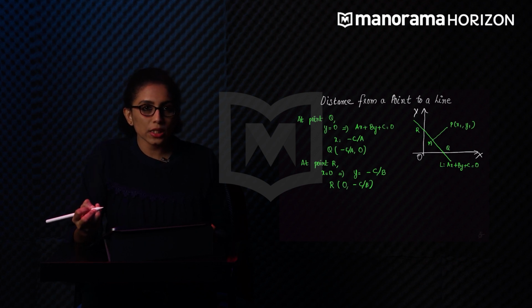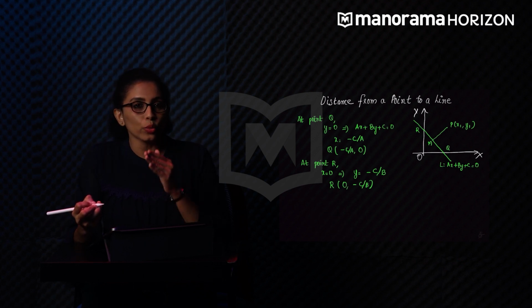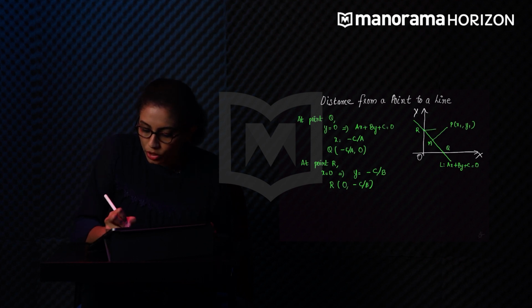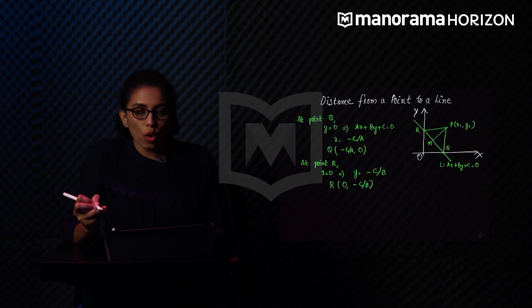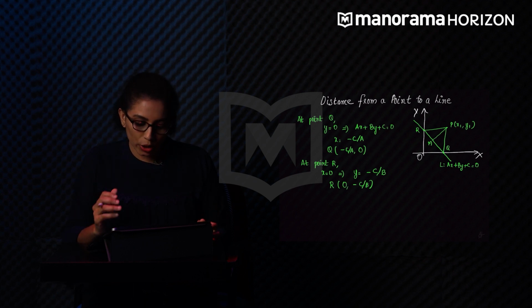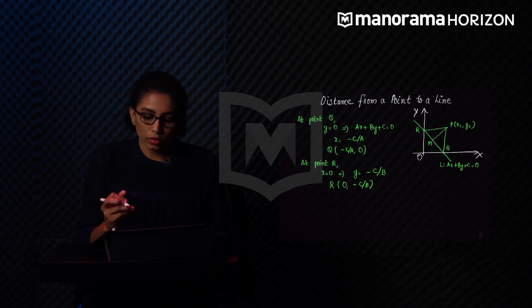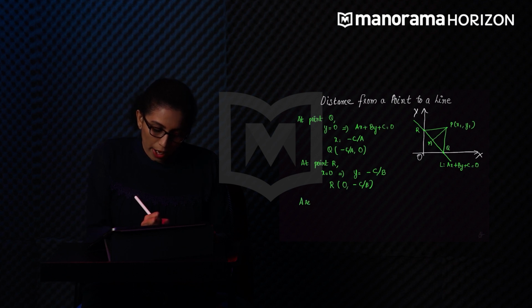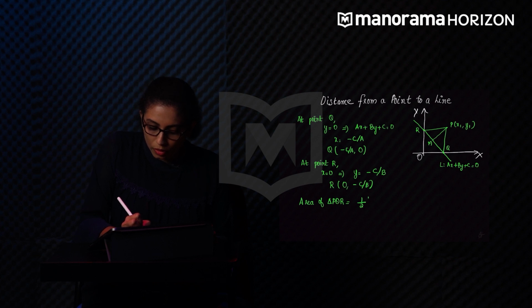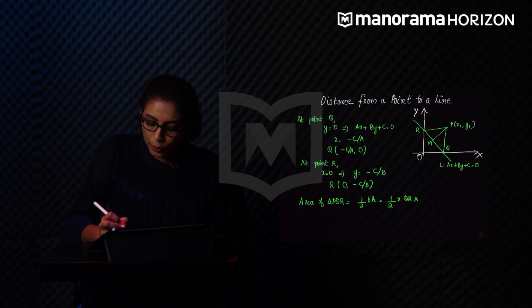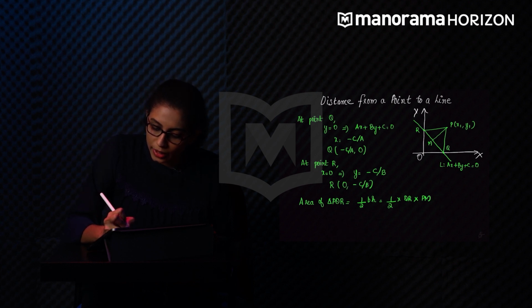Now, what do we have to do next? We have to join R and Q to the point P. So, on joining, we get a triangle PQR. Now, we have to take this triangle PQR. I am considering the area of triangle PQR, which we know is half into base into height. So, what is the base? It is QR. And what is the height? The perpendicular distance PM, which is nothing but D.